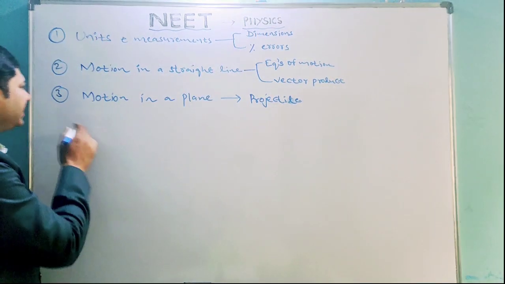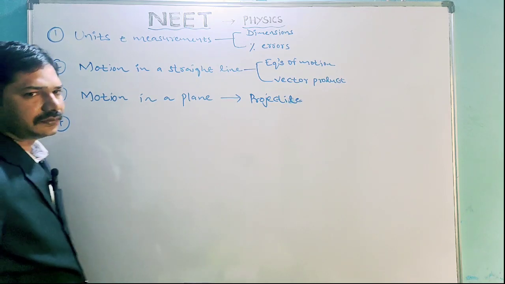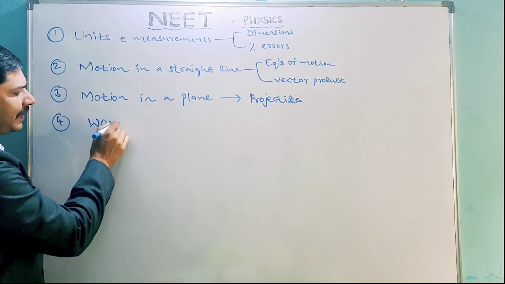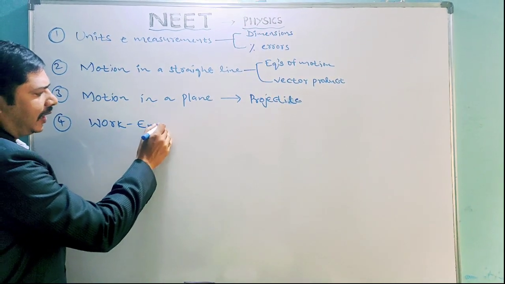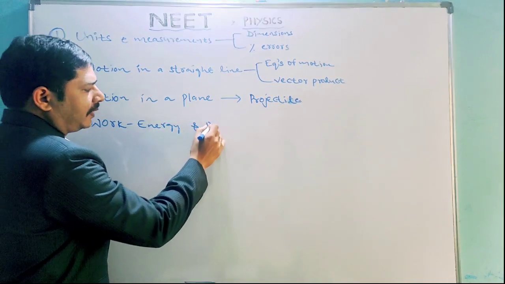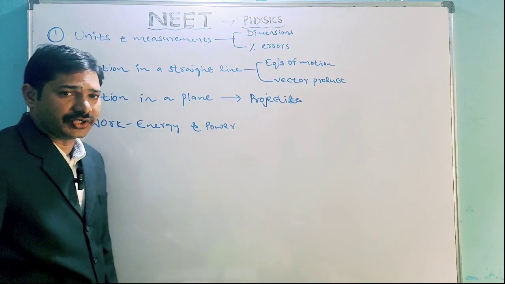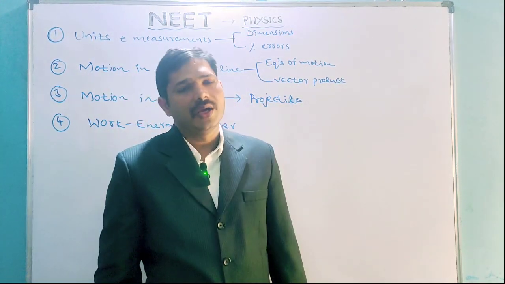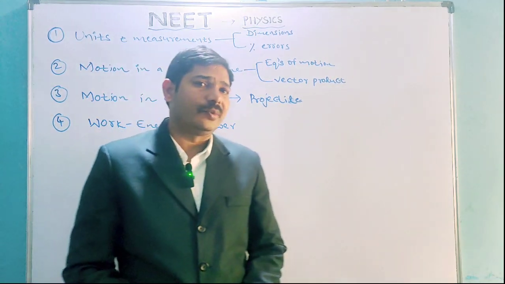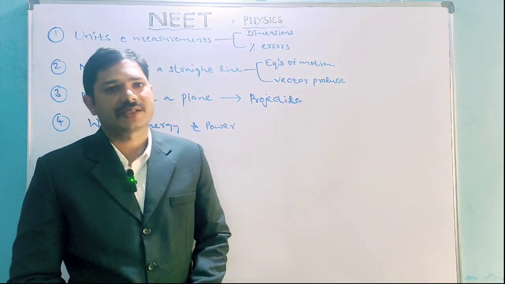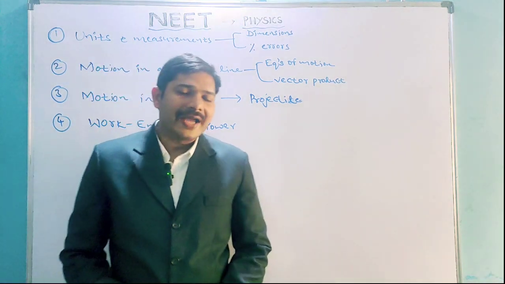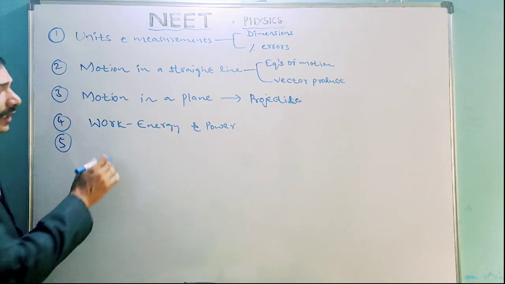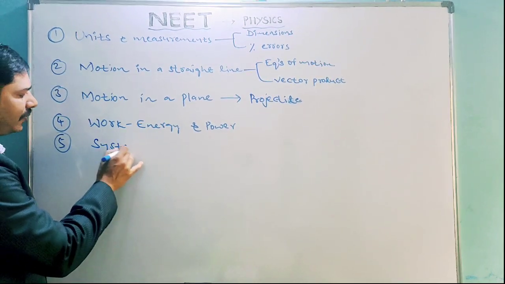Next, the fourth one, work, energy, power. From work, energy and power, another question will be asked. Based on work, energy and power, one question is compulsory. Afterwards, system of particles and rotational motion. In that, about center of mass, and angular velocity, angular acceleration.